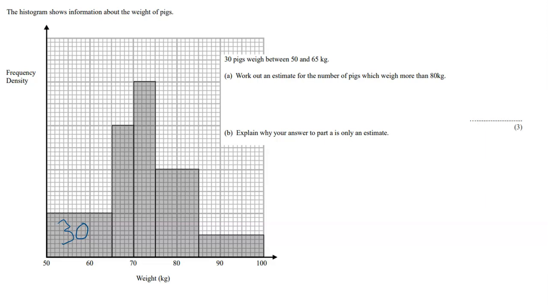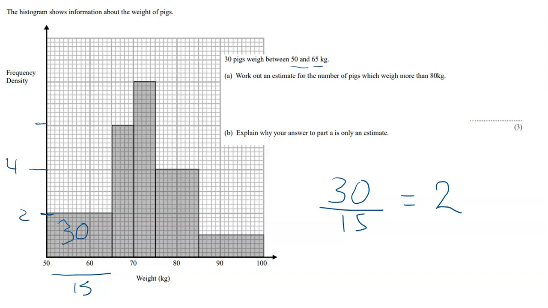That's the frequency. So frequency density, which we don't know, is 30 divided by the class width, and the class width here is 15, from 50 up to 65. So the frequency, 30 pigs, divided by 15, that's going to give us a value of 2. So that's 2. That's 4, that's 6, and that's 8. So we now can pick out the numbers.